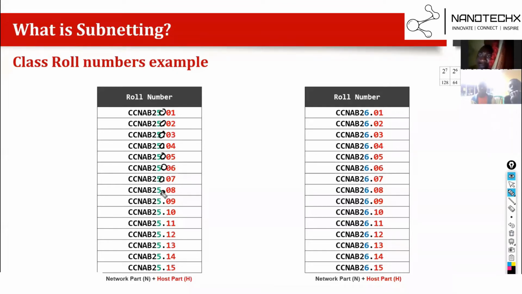Very good. Daniel says 999. Yes, this will be it now. The last one will be 999 because now we have 3 digits. So now you understand the importance of digits.